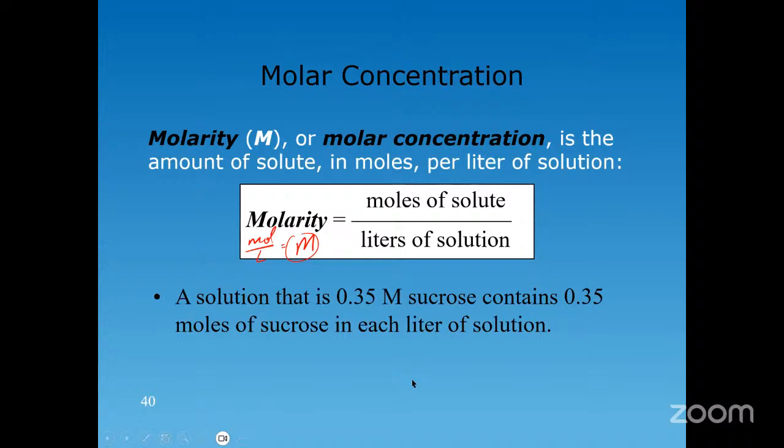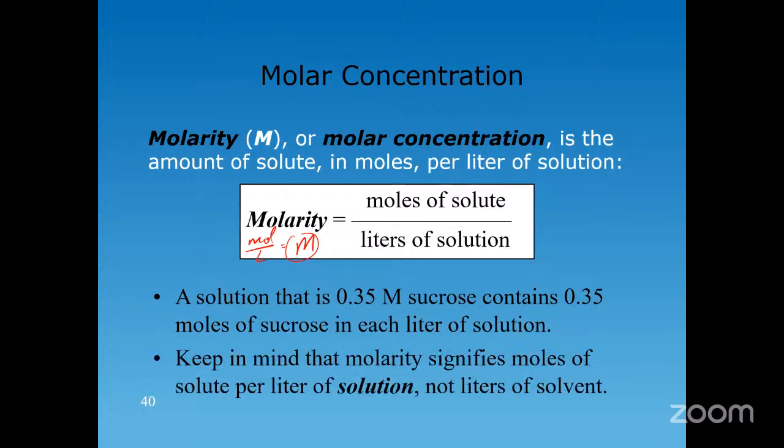So for example, if we tell you that the solution is 0.35 M sucrose, that tells you that for every liter of that solution, there are 0.35 moles of sucrose present. A key thing you need to remember is that the denominator of that equation specifically says liters of solution, not liters of solvent. That's also very important to keep in mind when you're making up solutions. In fact, for the lab that you're going to do later on, you're going to see how this comes into play.